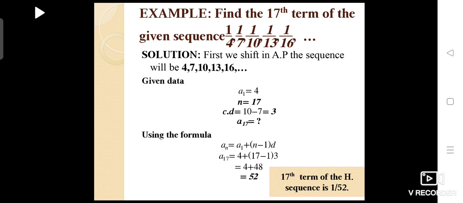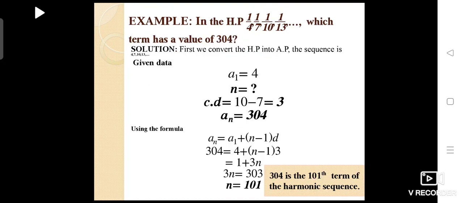Here a1 is equal to 4, n is equal to 17. We find the common difference between two consecutive terms: 7 minus 4 is equal to 3. Using the explicit rule for the arithmetic progression, we find a17 is 52. Since we are talking about the harmonic sequence, we just take the reciprocal of this term. So the 17th term in the harmonic sequence is 1 by 52.